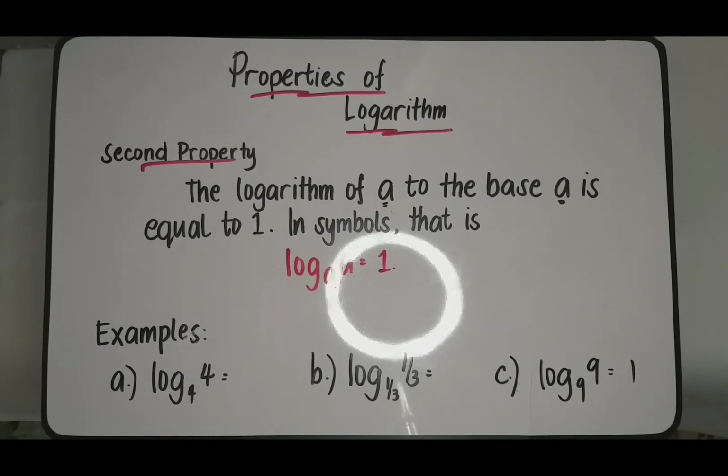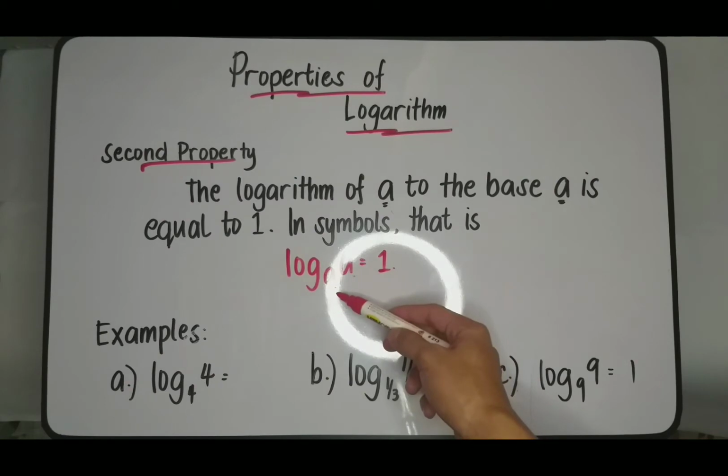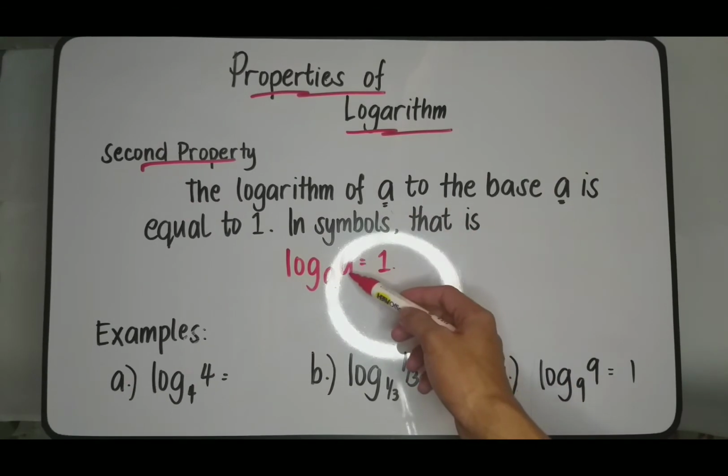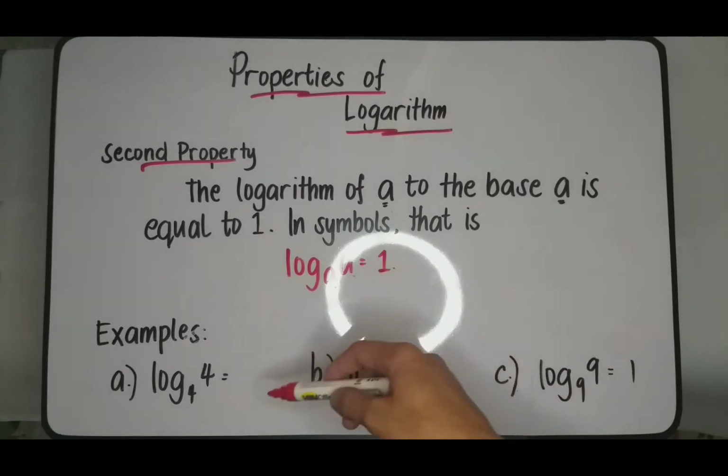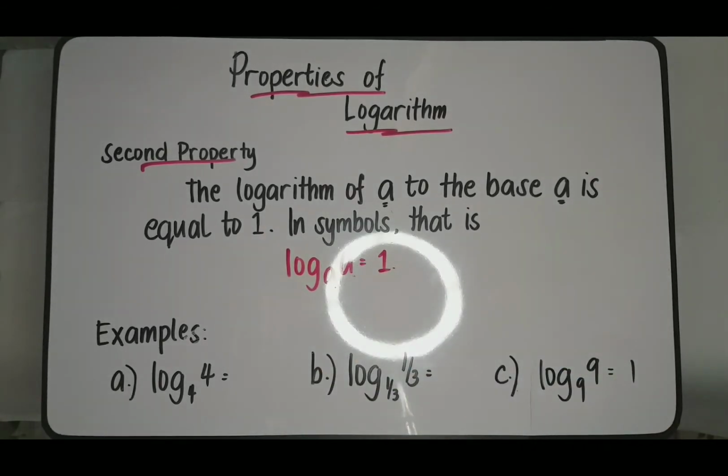And now let's proceed to the second property of logarithm. Let me read. The logarithm of a to the base a is equal to 1. In symbols, that is, logarithm of a to the base a equals 1. So if they are the same, logarithm of a to the base a, it's the same, it equals 1. So let's take some examples. We have 3 examples here.